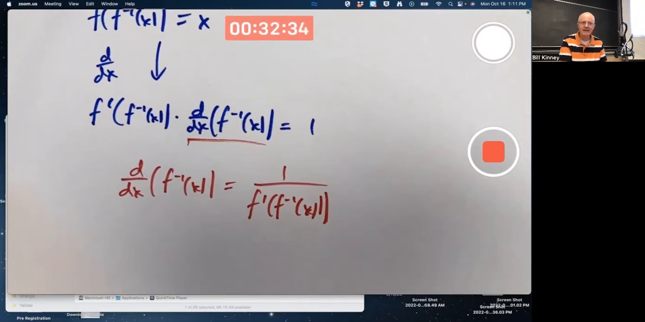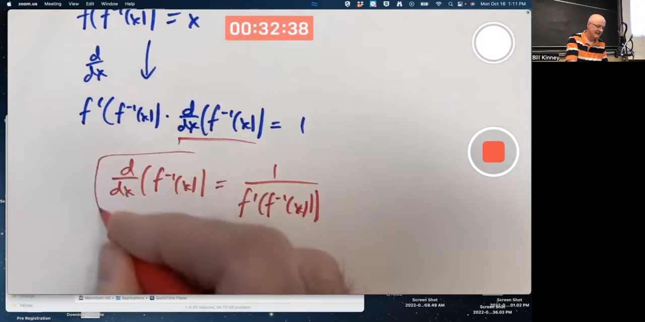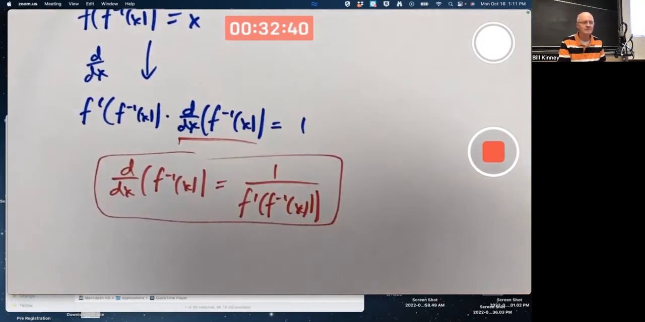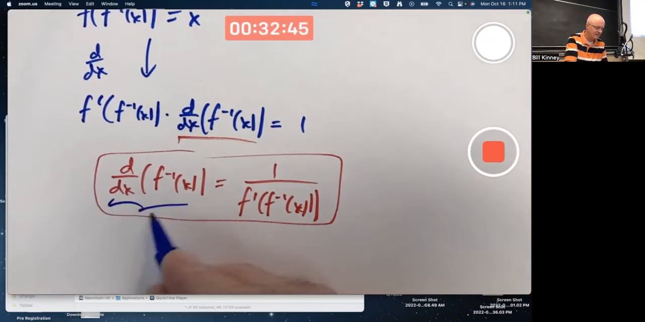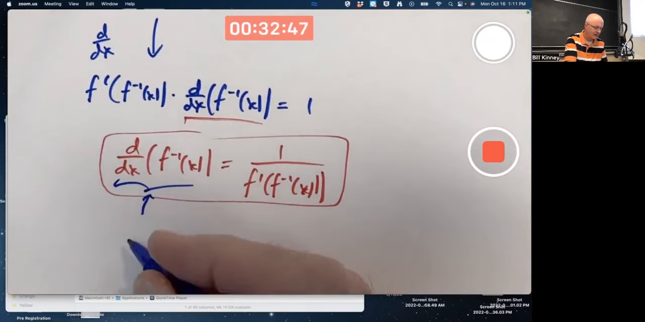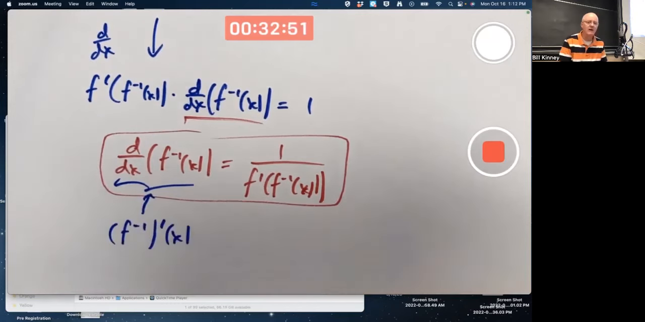And can this be simplified? No, it actually cannot be simplified. This is as simple as it gets. By the way, we could use the prime notation on the left side as well. We could write this as f inverse prime of x if we wanted to.